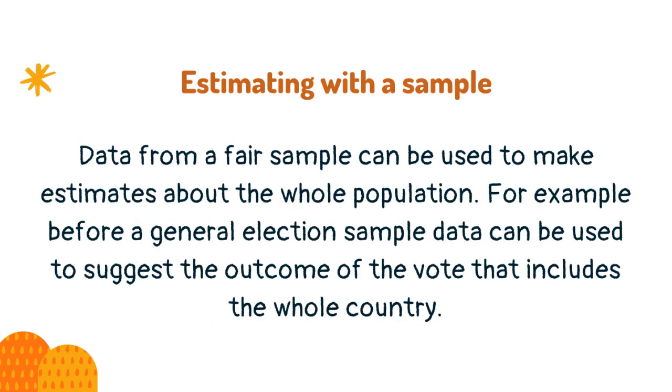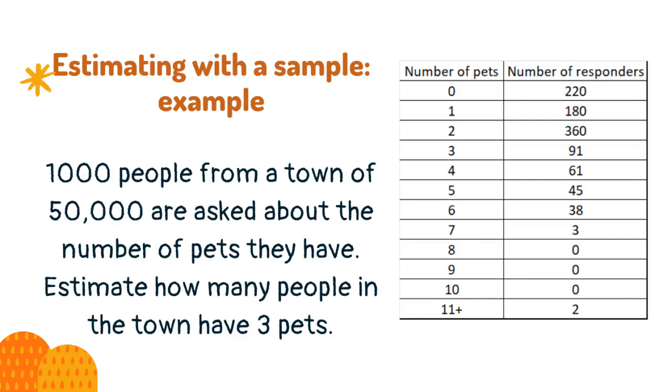Data from a fair sample can be used to make estimates about the whole population. For example, before a general election, sample data can be used to suggest the outcome of the vote that includes the whole country. For example, 1,000 people from a town of 50,000 are asked about the number of pets they have. Estimate how many people in the town have 3 pets.